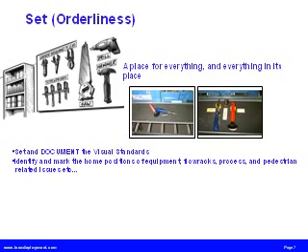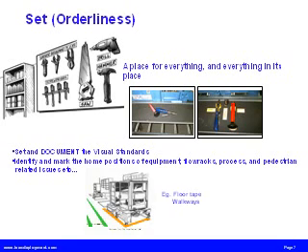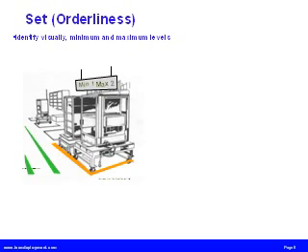Set, or orderliness. Here we identify a place for things to go and put everything in its place. It's important to document the visual standards, and this can be done by name tags, tool holders or marked floorways. Identify maximum and minimum levels of inventory, as this will prevent ordering stock too soon or, very importantly, too late. The levels would need to be set at a point that allows for parts to be ordered, delivered and put in place before you run out.